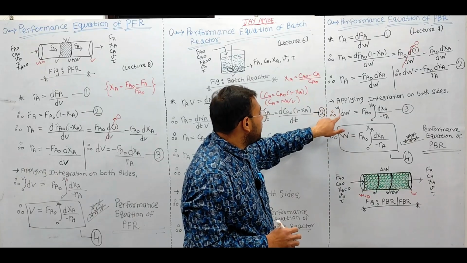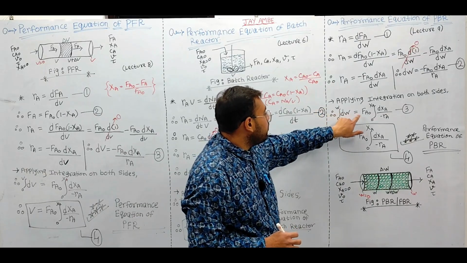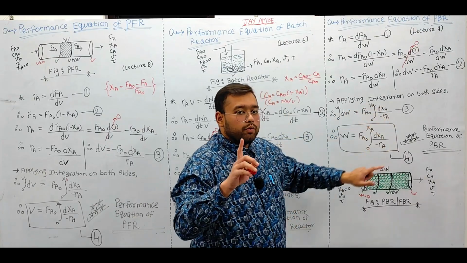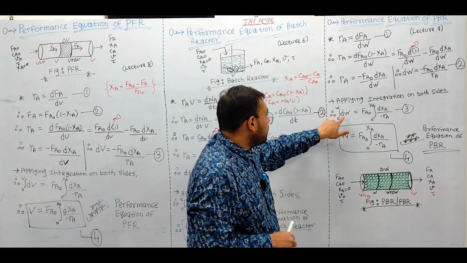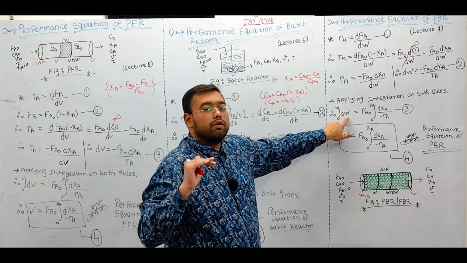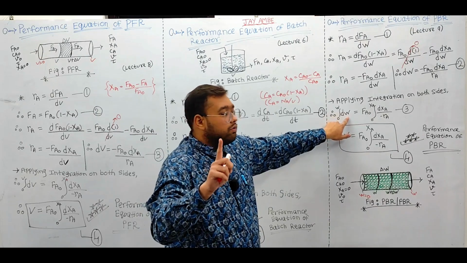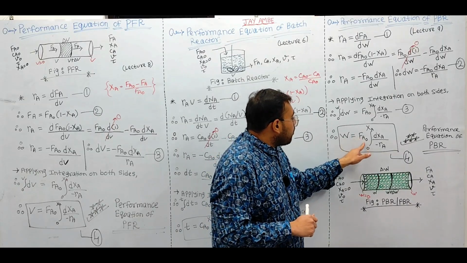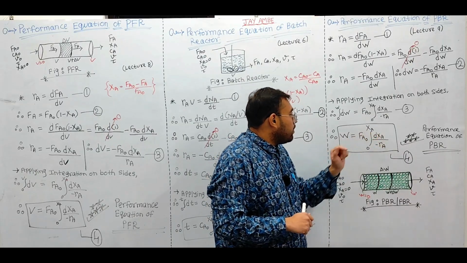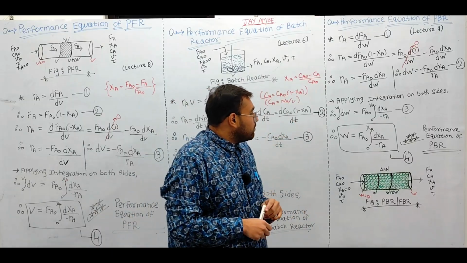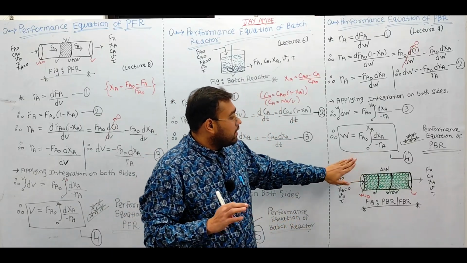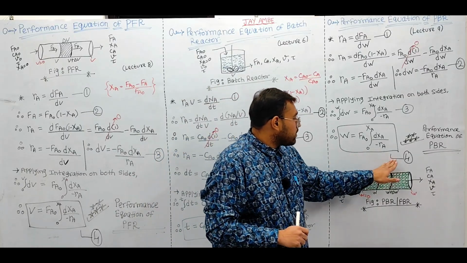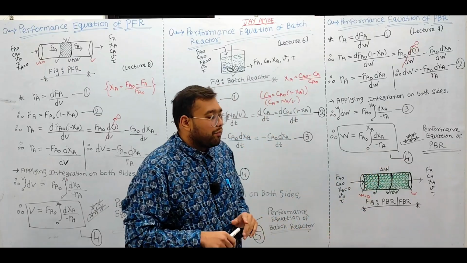So integration from 0 to W of dW is equal to Fa0 times integration from 0 to Xa of dXa upon minus Ra. I hope up to here you have understood. Solving the integral, dW will be W from limit 0 to W, so W minus 0 is equal to W. On the left hand side we remain with W, which is equal to Fa0 times the integral from 0 to Xa of dXa upon minus Ra. So here we have derived the performance equation of the packed bed reactor. Equation 4 represents the performance equation of the packed bed reactor, right?